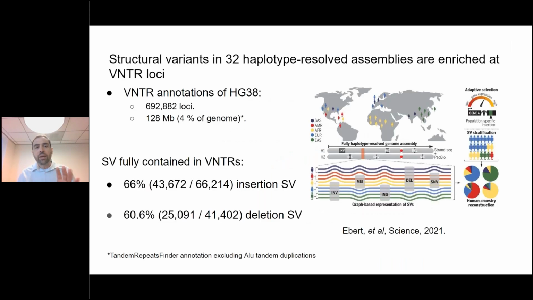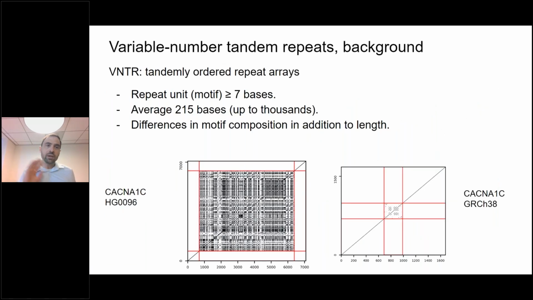What's important though is if we look at the particular variants that we find in that data set and intersect them with the boundaries of tandem repeats on the human genome, we can see that about 2/3, so 66% of insertions and 60% of deletions are fully contained within tandem repeats. Okay. And to give an overview of tandem repeat sequences in the human genome, these are tandemly ordered repeat arrays that have motifs of at least 7 bases. So between 2 and 6 are short tandem repeats.